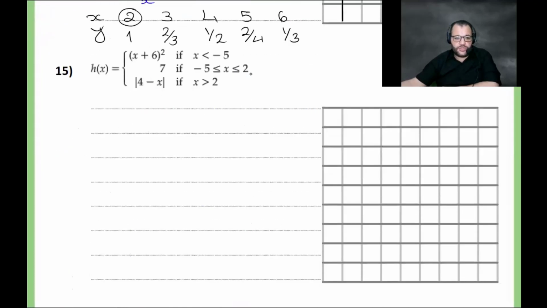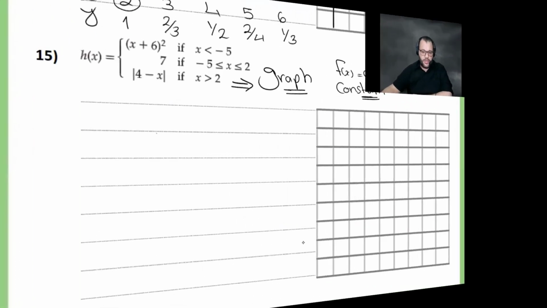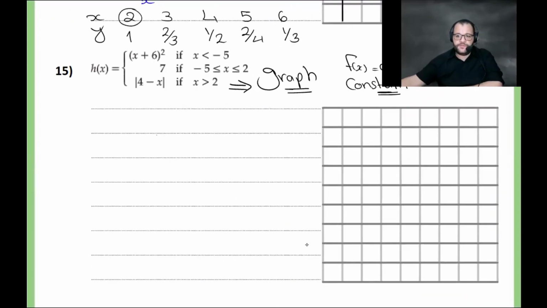Okay. Solve question number 15, please, the same way, then send it to me. Sir, do we have to graph it? The question is graph. Yeah, the question is graph. So again, I will graph question number 15.